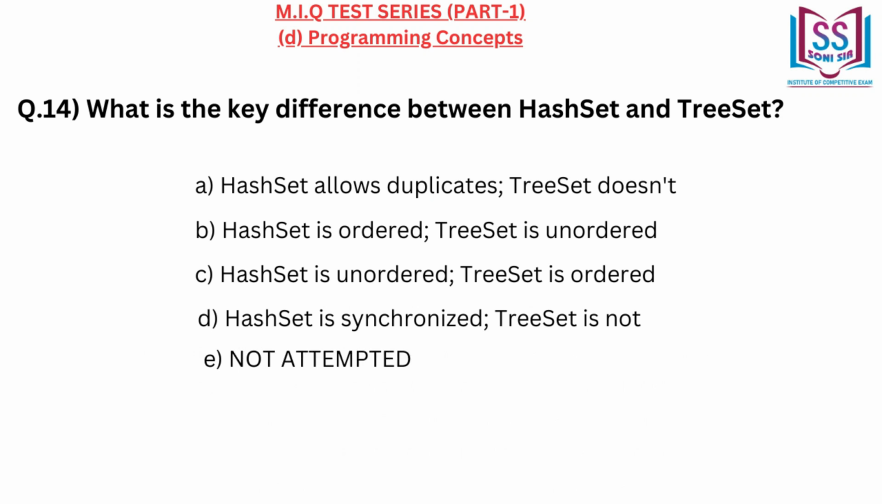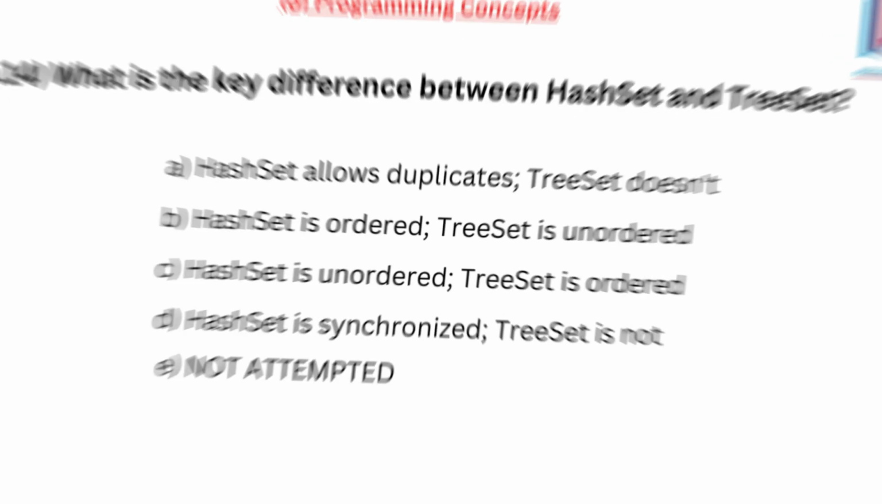What is the key difference between hash set and tree set? A. Hash set allows duplicates, tree set doesn't. B. Hash set is ordered, tree set is unordered. C. Hash set is unordered, tree set is ordered. D. Hash set is synchronized, tree set is not.